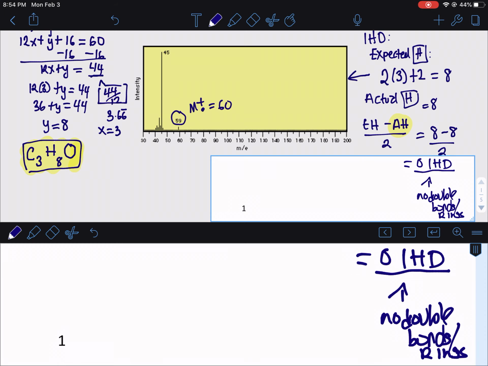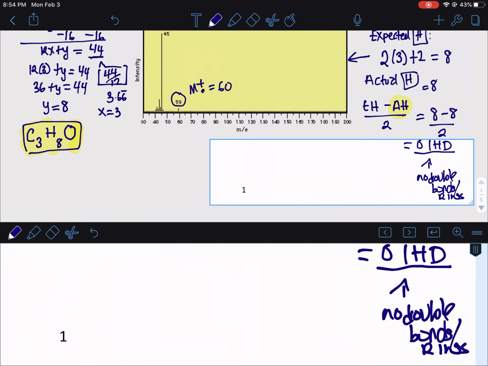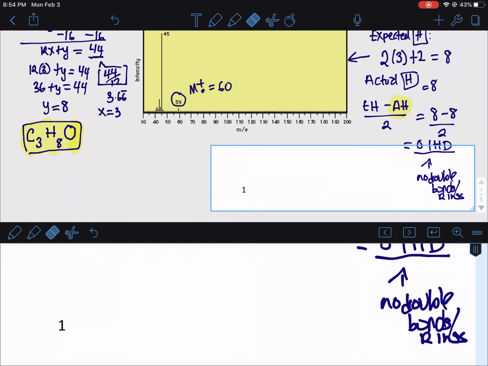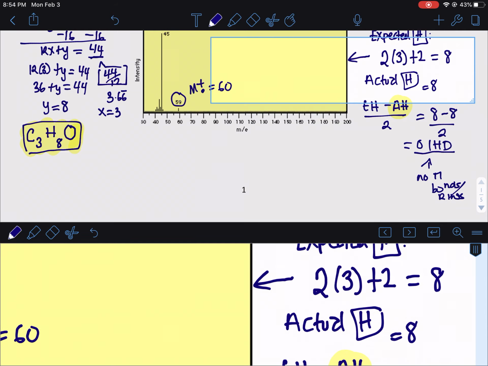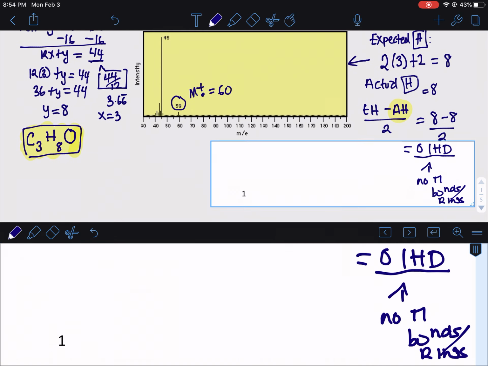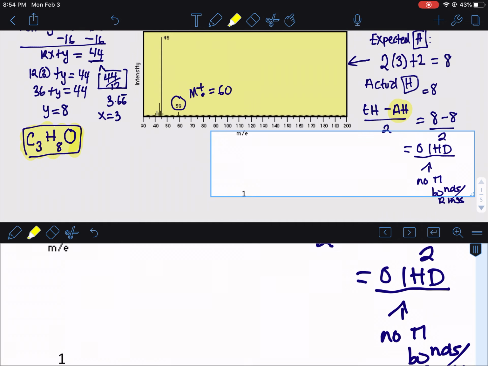Really, what I should say is no pi bonds or rings, but let's keep it as that. Let me change that to no pi bonds, because pi bonds are indicative of a double bond or a triple bond. Okay, so we basically got some basic information.